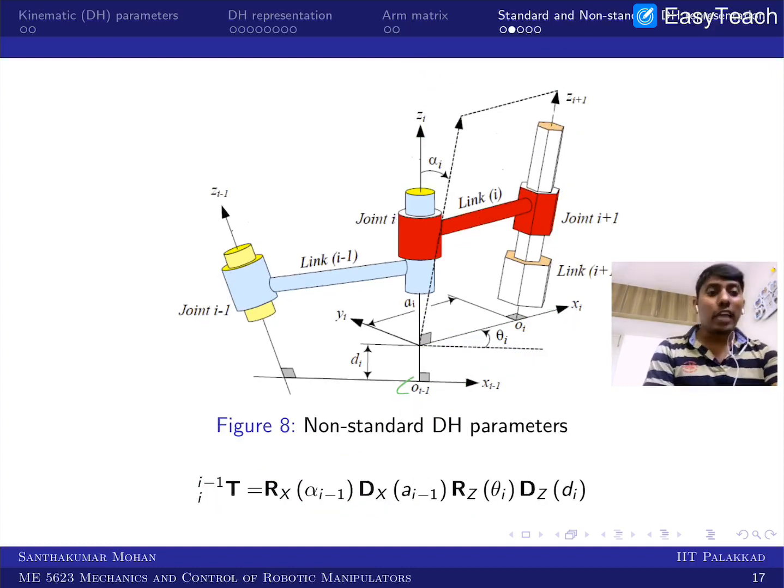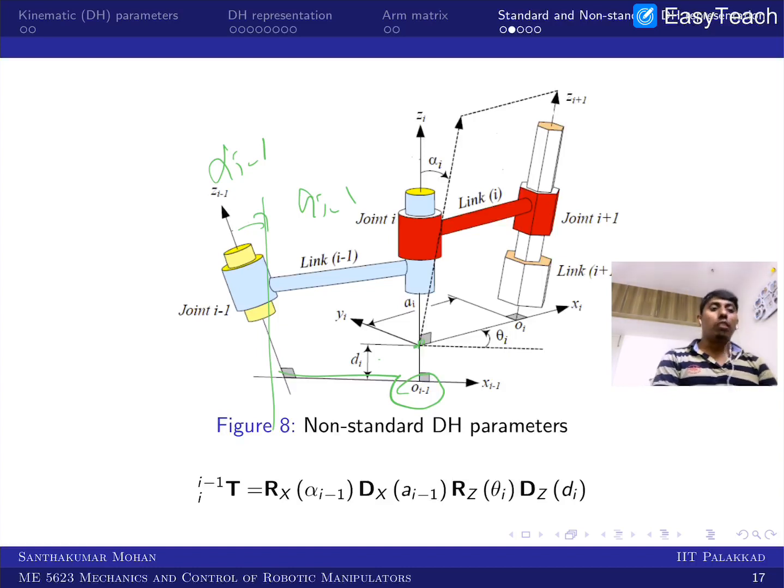You can see that this is the I minus 1 frame, and this is the ith frame. What you are doing is seeing the ith frame and the I minus 1 frame. This is the rotation angle, which you call alpha I minus 1, and this distance is what you call a I minus 1, and you will be reaching this ith frame, then you go further. So this is what we have done.